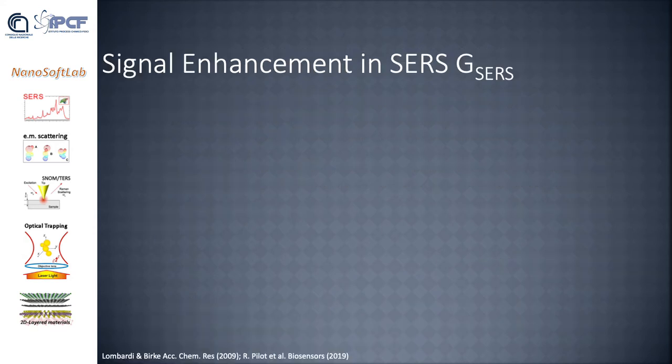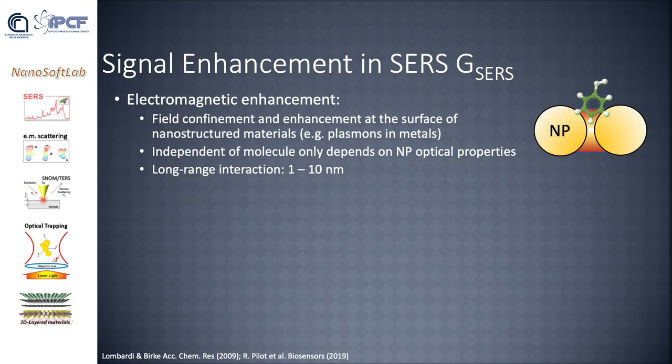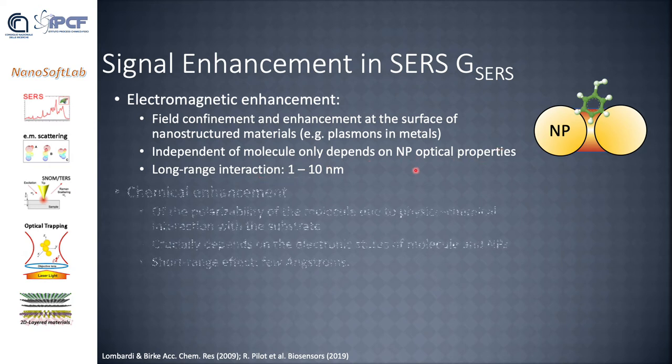As we have seen in one of the previous slides, there are different contributions to the signal enhancement in SERS. The first, indeed most efficient, is the electromagnetic enhancement. Here, the field confinement enhancement at the surface of nanostructured materials generates some hotspots, points in which the field is highly amplified, and the molecule deposited herein benefits from this amplification of the electromagnetic field. In principle, the SERS enhancement is independent of the molecule and only depends on the nanoparticle's optical properties. It is a long-range interaction, 1 to 10 nanometers.